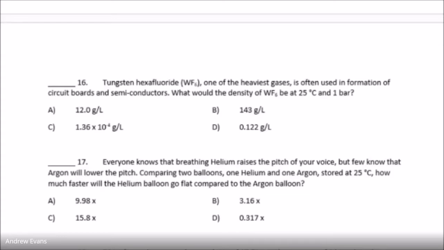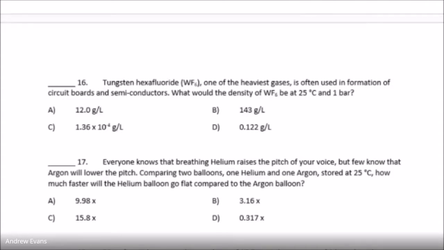So everyone knows that breathing helium raises the pitch of your voice, makes you all squeaky. A few people realize that if you breathe in argon, it will lower the pitch of your voice. So you'd get a deep baritone voice. Comparing 2 balloons, one helium, one argon, stored at the same temperature, 25 degrees, how much faster would a helium balloon go flat compared to the argon balloon?